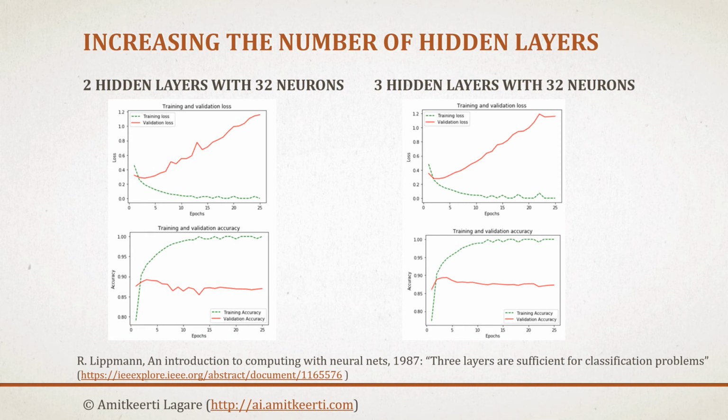For the model that we are developing for IMDB dataset, when we increase the number of hidden layers to 2 or 3, there is no marked improvement. The results show that the model still overfits the training sample. By the way, in a widely cited IEEE paper from 1987 by Lippmann titled An Introduction to Computing with Neural Networks, the author concludes that for most problems, a 3-layered network is more than sufficient.